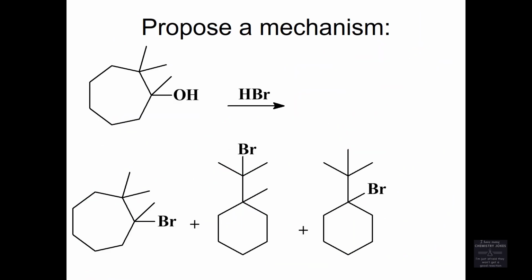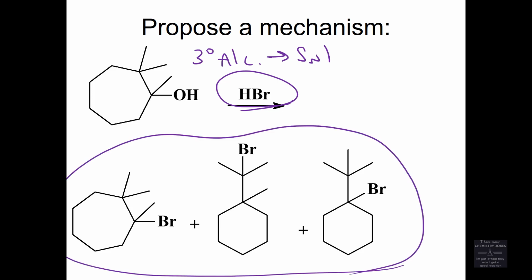Look, it's an alcohol. It's a tertiary alcohol. Tertiary alcohols with acids like HBr do SN1. Okay. This says propose a mechanism to make these 3 products. So you're going to do an SN1 mechanism to make those 3 products. I have faith in you. I think you can do this. I think you should do this. And I think you should show it to me.